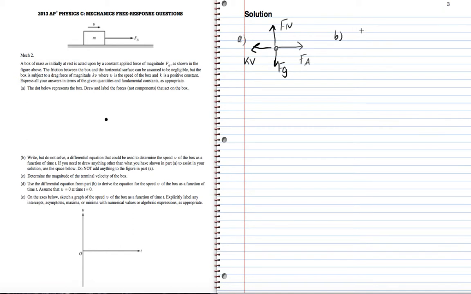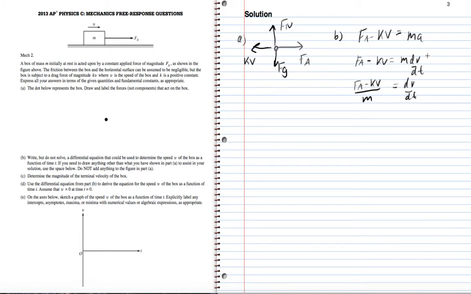What they really want is Newton's second law. So we have the applied force minus kV, and that equals ma. And to convert this into the differential equation we want to solve, we're going to have Fa minus kV equals m dv dt. Just in case they want us to go a step further, I'm going to isolate the dv dt, but this should be fine.